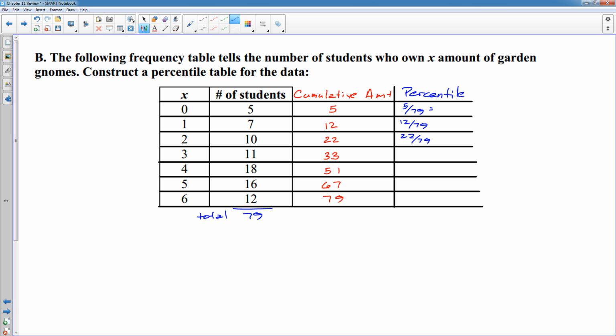So 5 divided by 79 is 0.063, which is the 6.3 percentile. 12 divided by 79 is 0.151, which is 15.1 percentile. And remember, percentile tells you the percentage you did better than. Doesn't mean you got 15% correct or anything like that. It's just you did better than 15% of the population. So if you own 7 gnomes, then you own more than 15%.